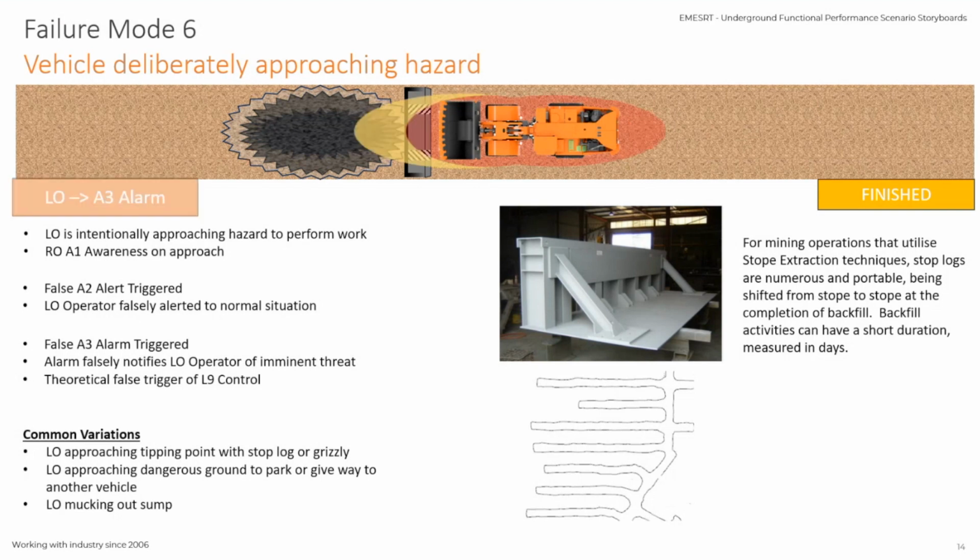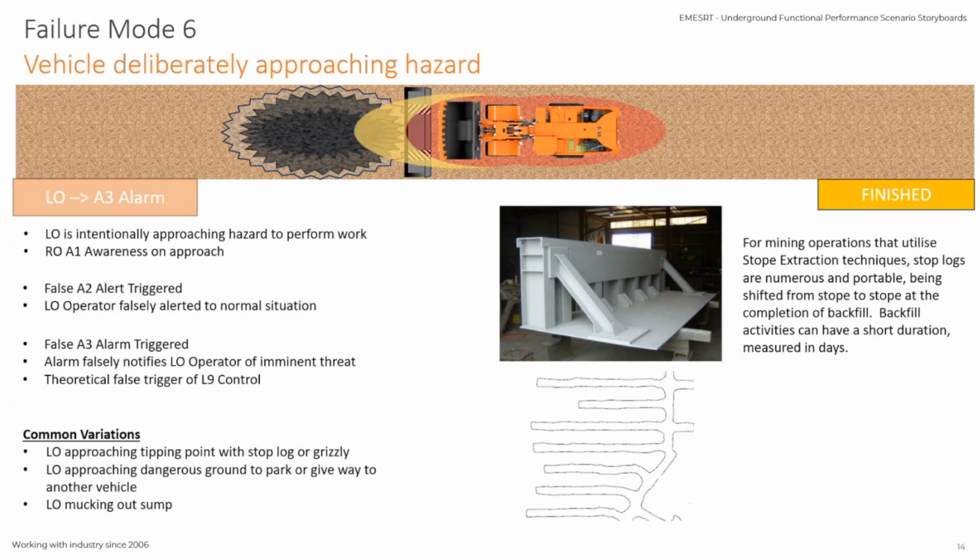So you do have activities where you deliberately want to approach that void or even dangerous ground, such as unsupported ground, to perform a particular activity associated with that hazard. In the case of the animation we've got here, that stope or that void will have a stop log there, and the loader will drive up onto that stop log and they will tip their load, which is the picture in the middle there.